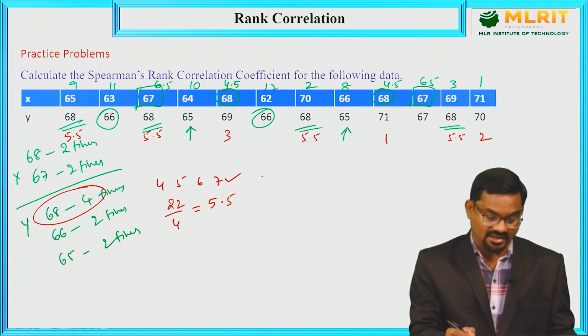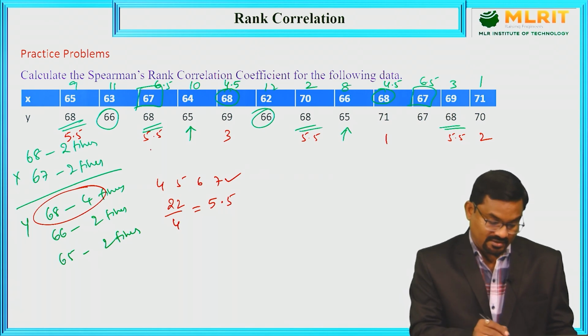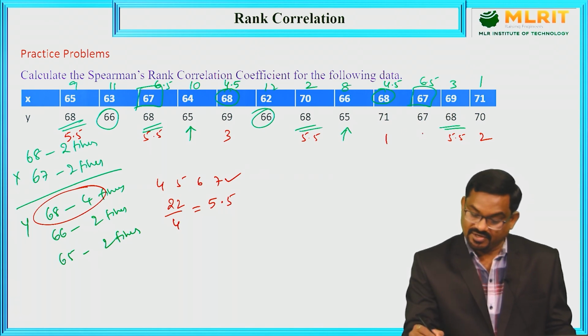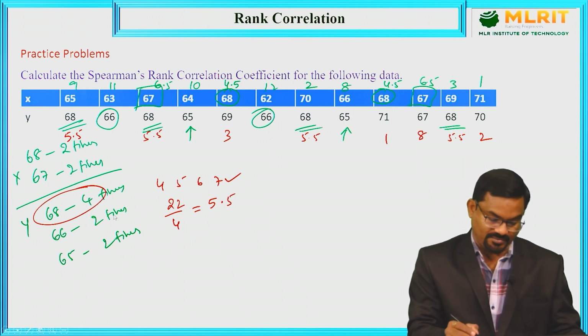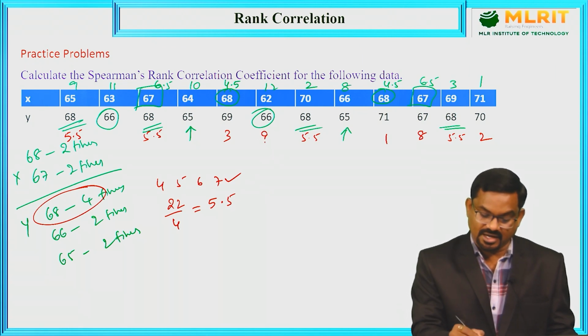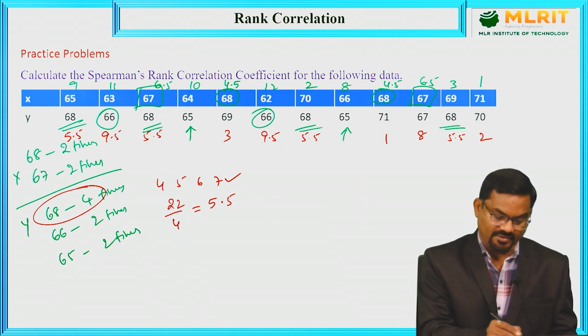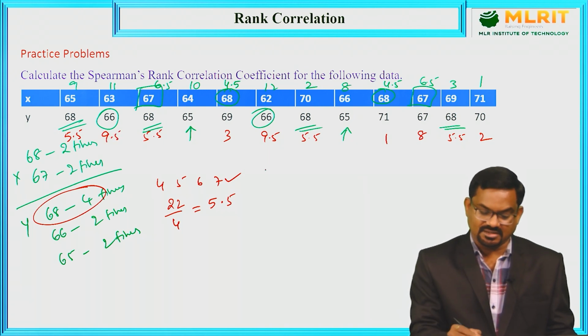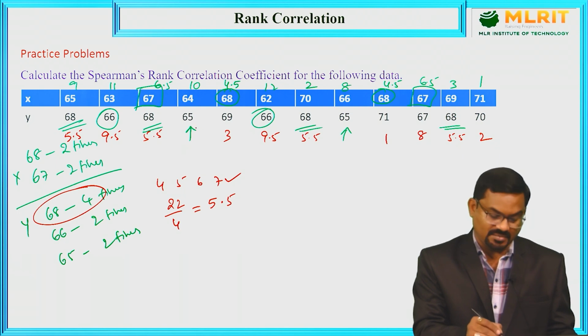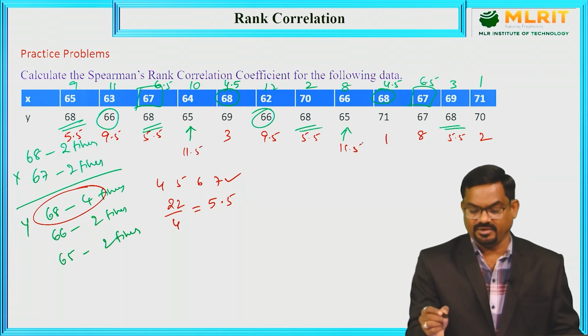Now 8th rank goes to 67 and then 66 2 times. So 9th and 10th ranks, 9.5, 9.5. So 10 ranks are over. And 65 is the last, 11 and 12th rank, but 65 is also a repeated one. So 11.5 here, 11.5 here.